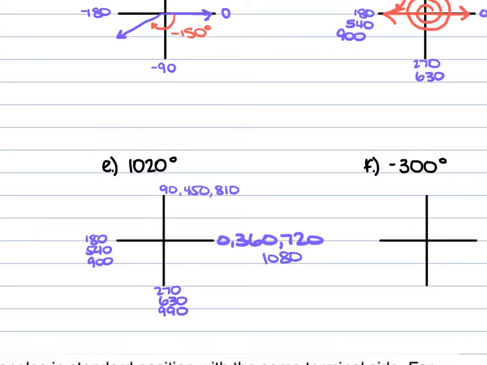So we are going to have our initial side on our positive x-axis, and then our 1020 is going to be about here. So we're going to go around how many times? We go around once to get 360, twice to get 720, 3 times to get to that 1020. So 1, 2, 3. And then we just label it 1020 degrees.